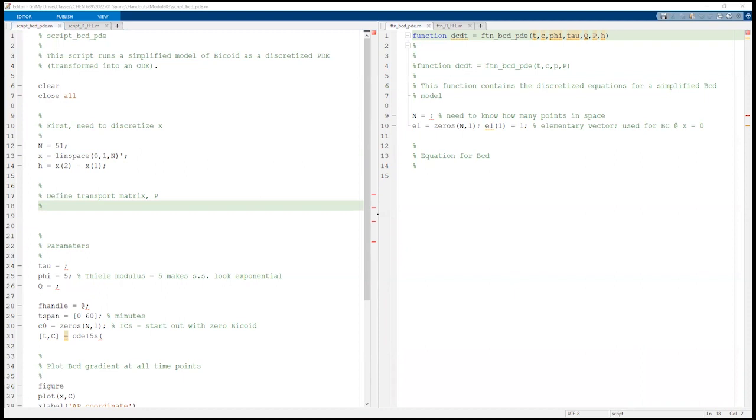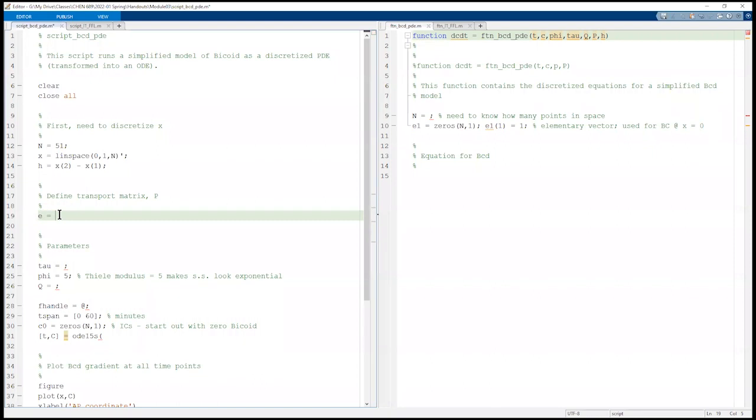Okay, so what we need to do now is we need to define this transport matrix. And I think this might be the hardest part, because if you're not familiar with these kind of weird Matlab functions, then you'll never have seen this before and you won't know what to do. So to define our transport matrix P, the first thing we're going to do is define a vector, which I'm going to call E. And we're going to define this as a vector of ones. It's basically a column vector with n points and just a whole bunch of ones.